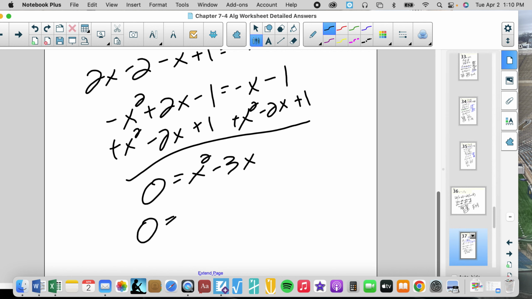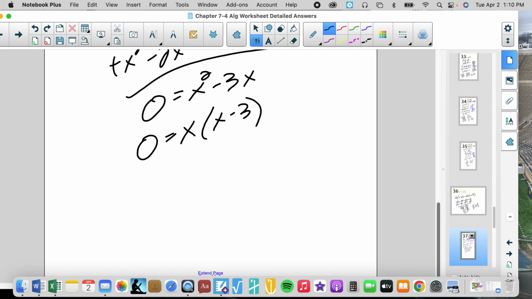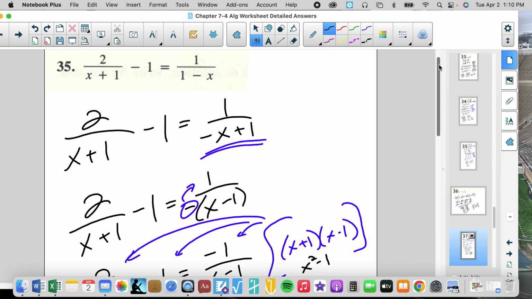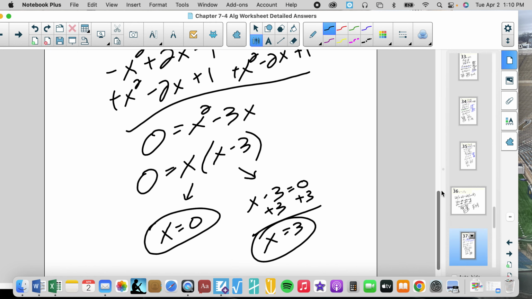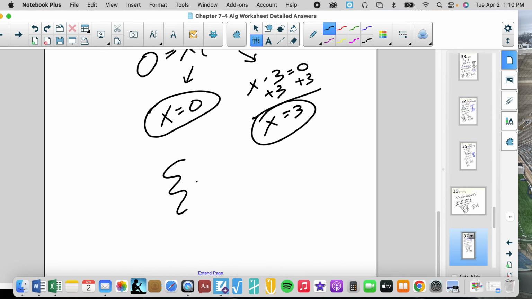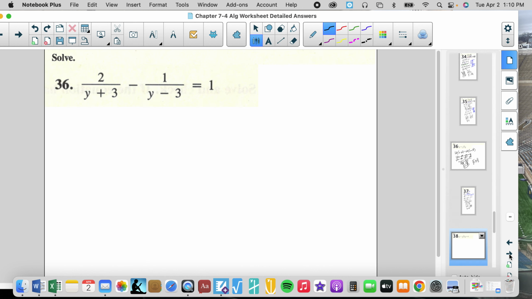I'm going to factor out an x, and I get that. I'm going to set each one equal to 0. x minus 3 equals 0, add 3, x equals 3. x equals 0. If x is 0, that doesn't make anything undefined, and 3 doesn't make it undefined either, so I get both of those as solutions. Those are my two solutions. So that's good.